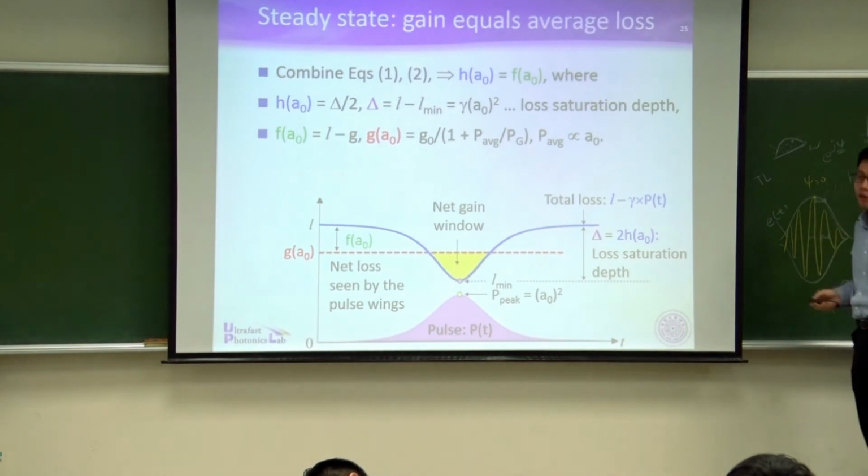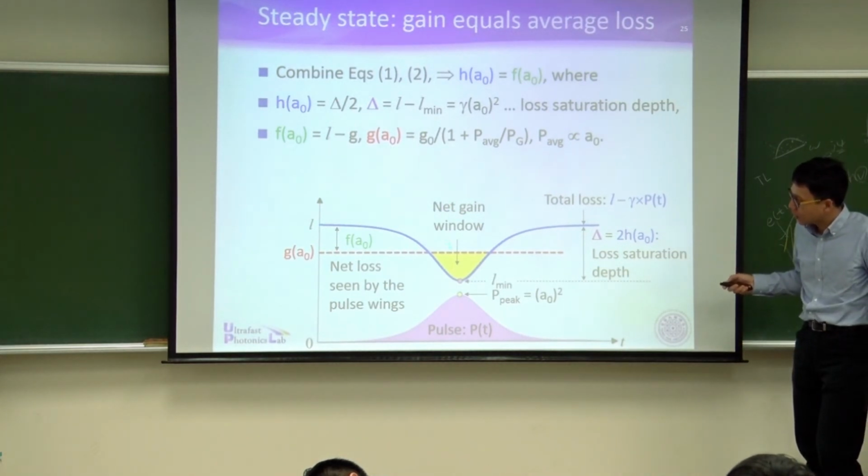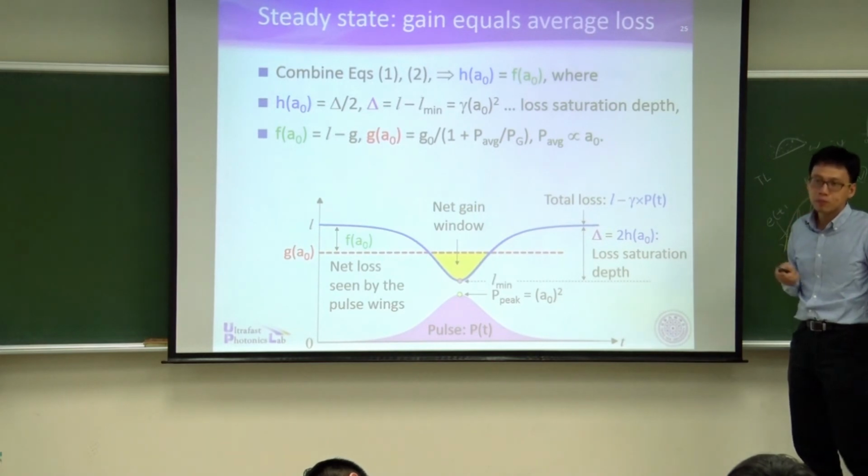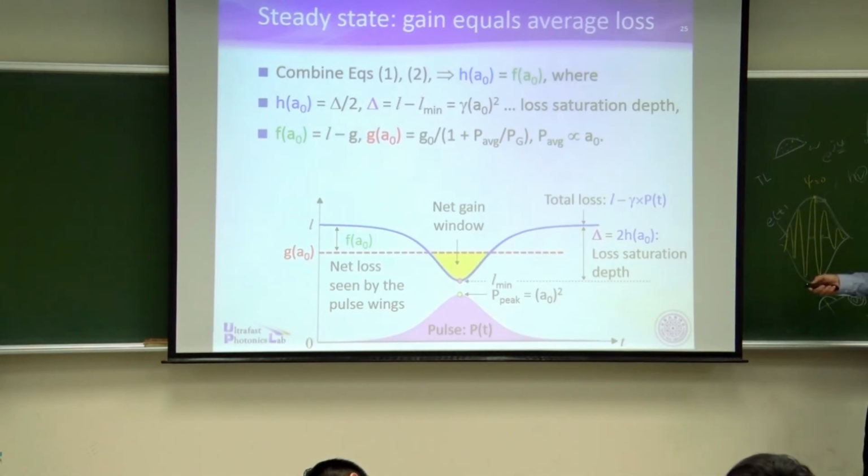And if this figure applies, you can see a net gain window around the pulse peak, right? Within this temporal window, your gain, which is the red dashed curve, is higher than the total loss, your blue curve. So this is a net gain window. Window means the range is not infinite. There is a finite range. And this range is around the pulse peak. And that's the pulse shortening effect we need, right?